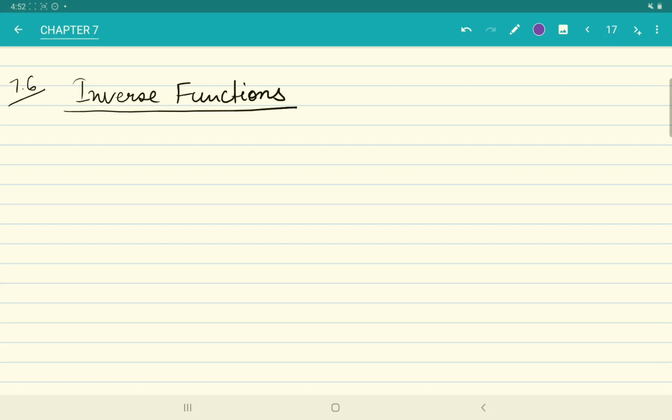I now take up 7.6 inverse functions. In this section, we take a closer look at inverse functions of one variable. And to understand, we start with an economic problem.